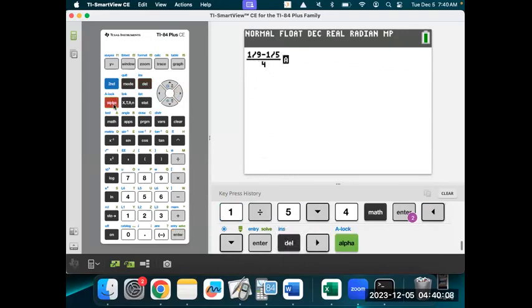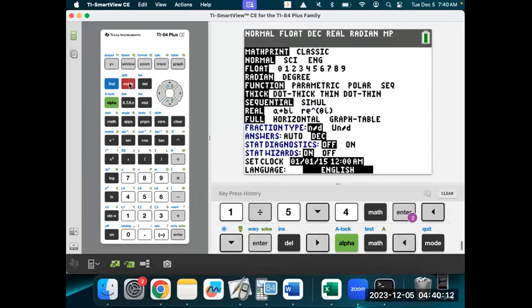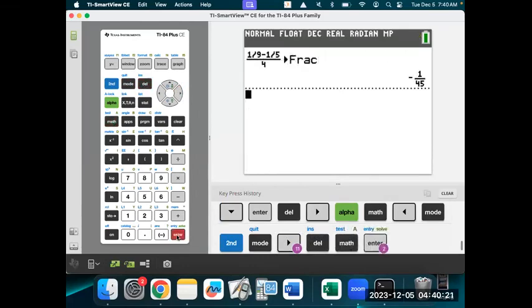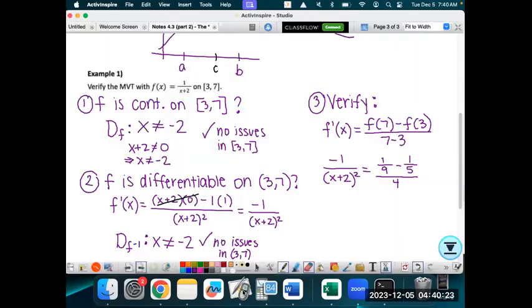Meant to do that after. Oh, wow. Come on, Miss Sandor. You know how to use a calculator. Okay, -1 over 45.